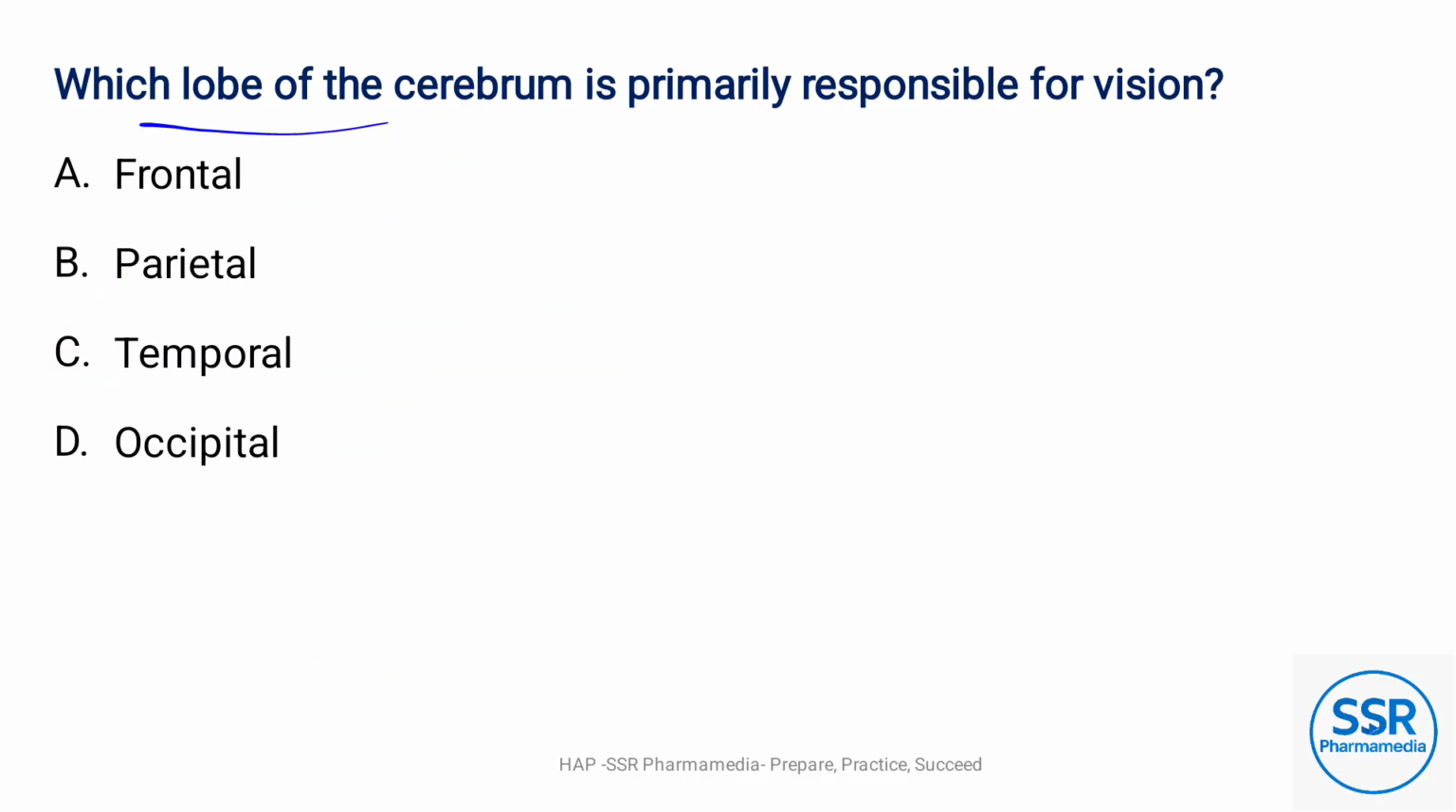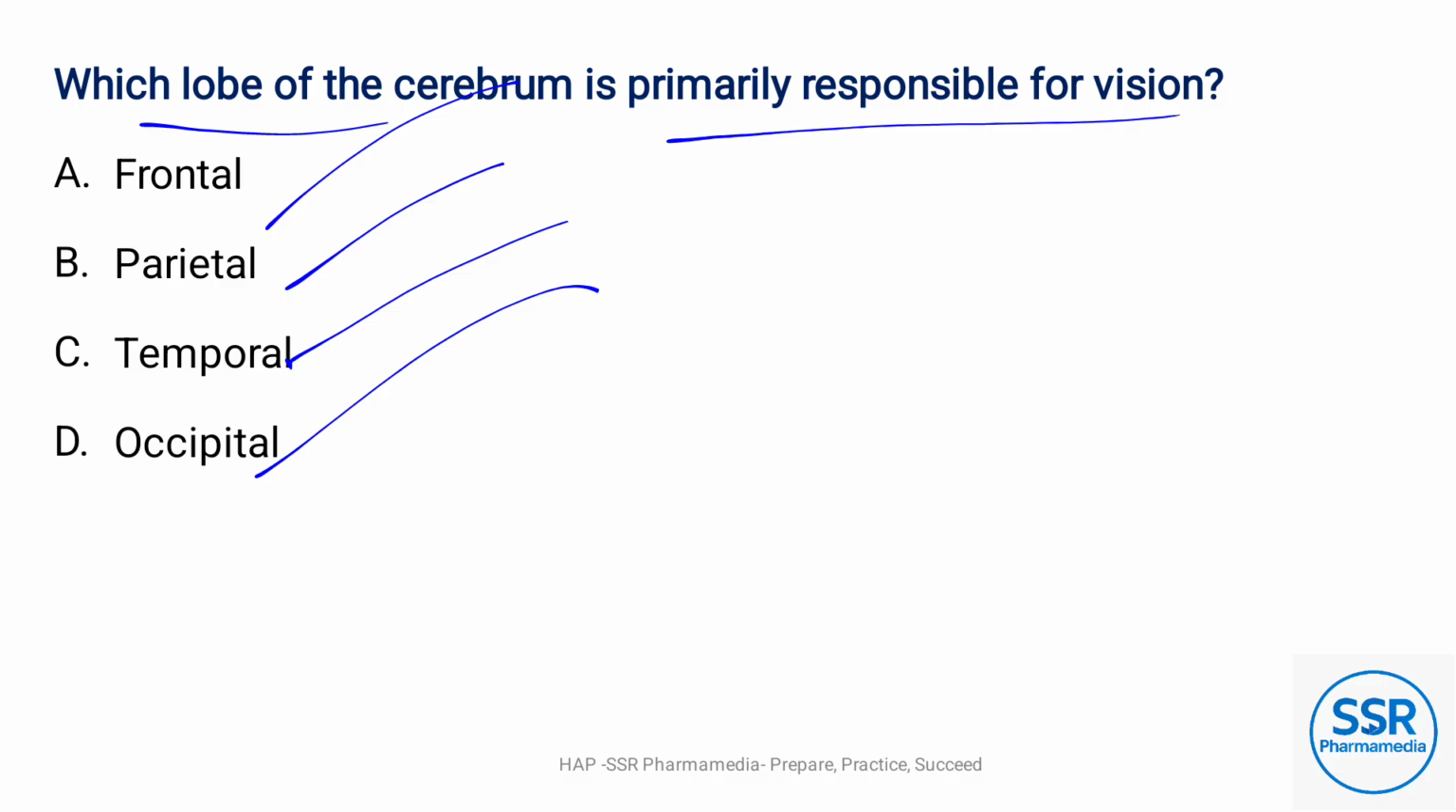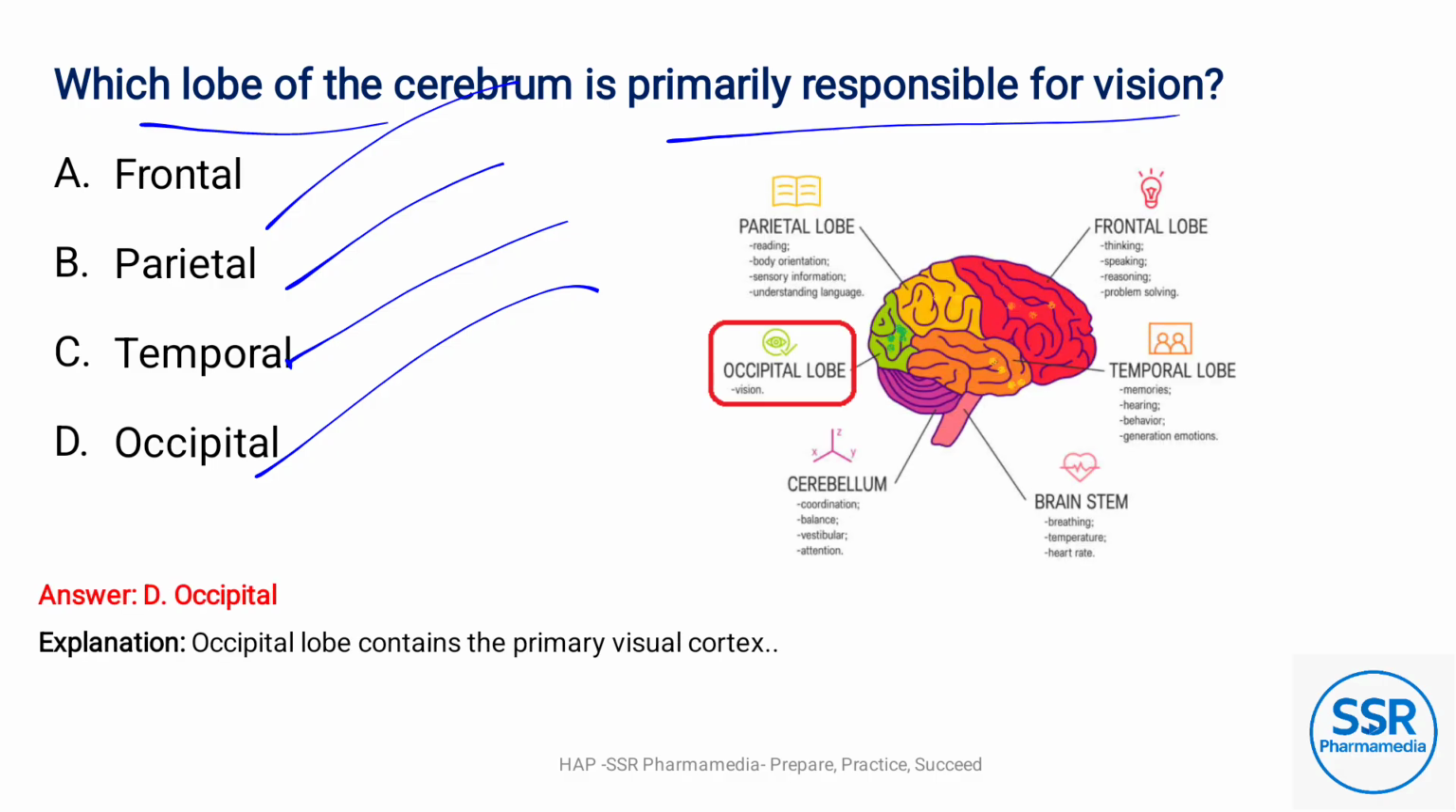Which lobe of the cerebrum is primarily responsible for vision? Option A, frontal. Option B, parietal. Option C, temporal. Option D, occipital. The answer is option D, occipital. The occipital lobe contains the primary visual cortex. The occipital lobe is present at the back side of the head, so our vision is located in this occipital lobe.